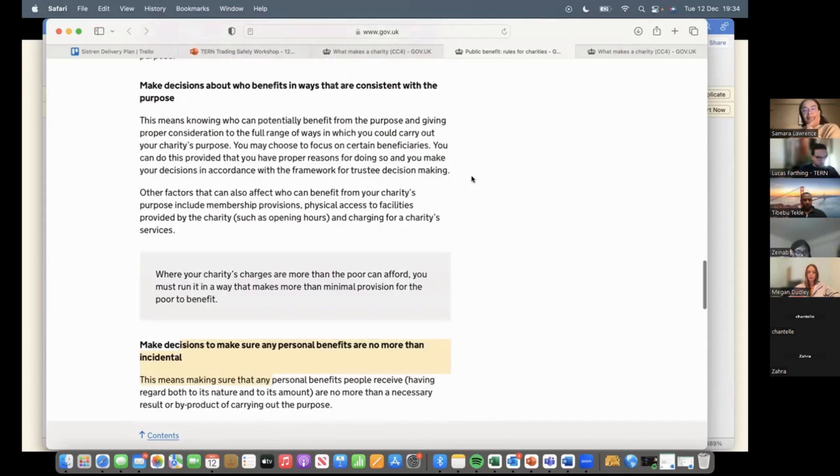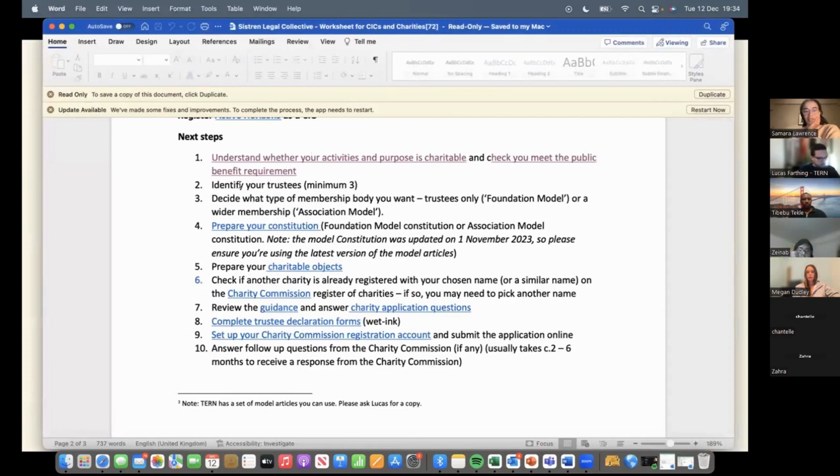Okay, so that's that. The next thing I'm going to look at is the governing document. Our next step is to identify your trustees. You have to register with three trustees of the organization. They pretty much won't let you register with fewer than three. So having those people in mind and getting them to agree to be trustees is really important.